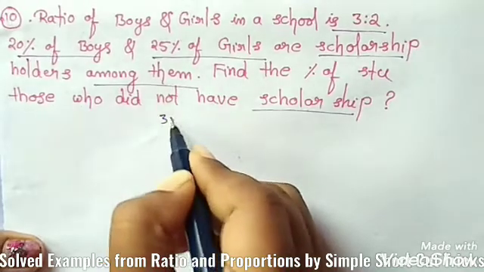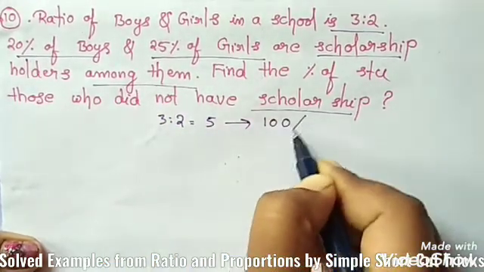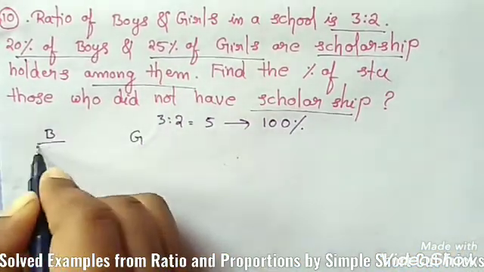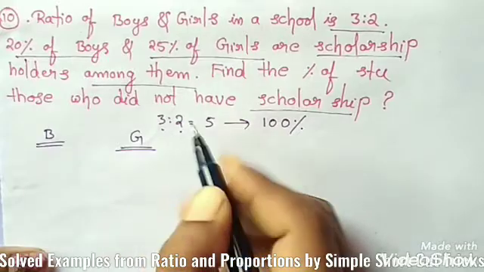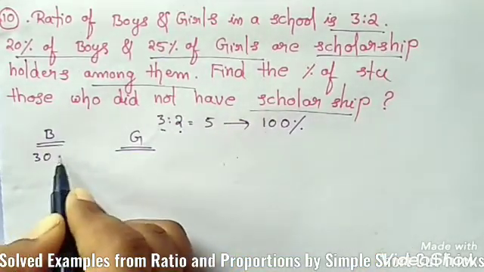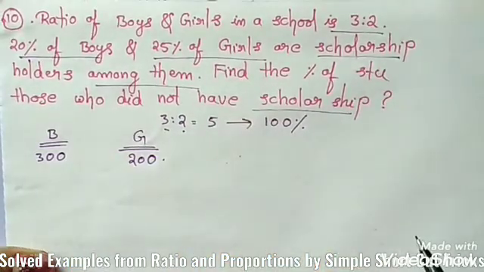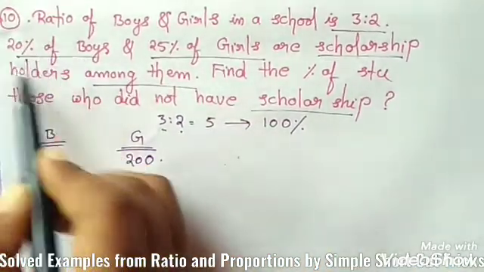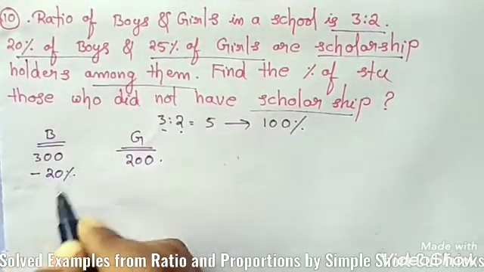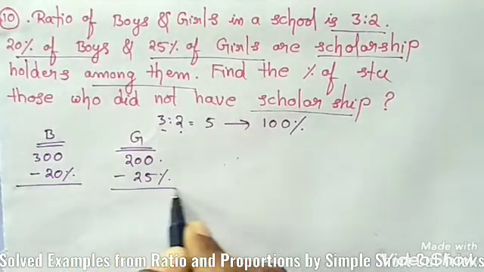Now the ratio they have given is 3:2. That means 5 equals 100, so 100%. For boys and girls, 3:2 means 300 boys and 200 girls. From these 300 boys, 20% are scholarship holders, so you need to subtract 20% here. From girls, you need to subtract 25%.